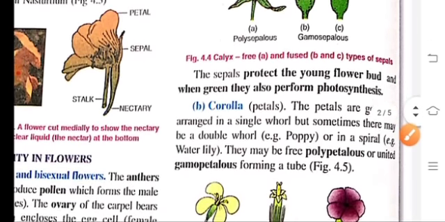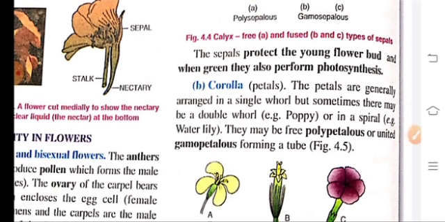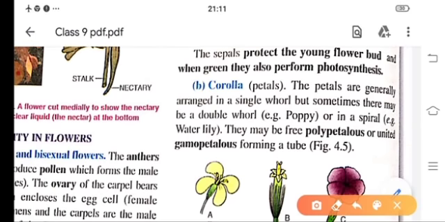Now the function of sepals is they protect the young flowers when they are in a bud condition, and they also help in the photosynthesis process. Next whorl of the flower is the corolla. Usually the petals are generally arranged in a single whorl, but sometimes there may be a double whorl of these petals, like in poppy, or they may be spirally arranged. So if the petals are free, then they are polypetalous, or if they are united or fused together, then they are known as gamopetalous.